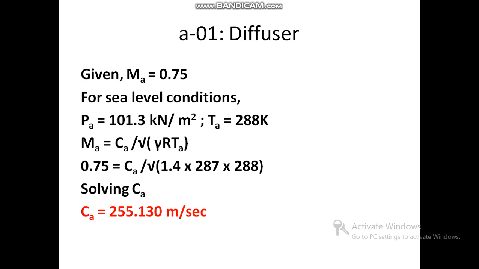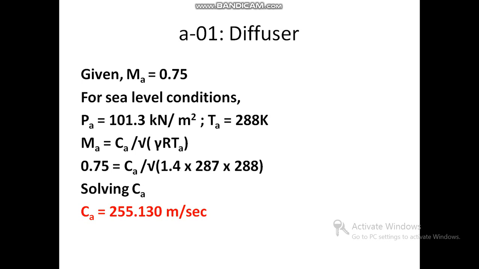So let us solve this problem by taking it device by device. The first device is called the diffuser, that is A201. Here they gave the Mach number value, that is the ambient Mach number, Ma is equal to 0.75, and they also mentioned it comes under the sea level conditions. We already know that for sea level condition we have a constant pressure as well as a constant temperature, that is Pa is equal to 101.3 kilonewton per meter square and Ta is equal to 288 Kelvin.